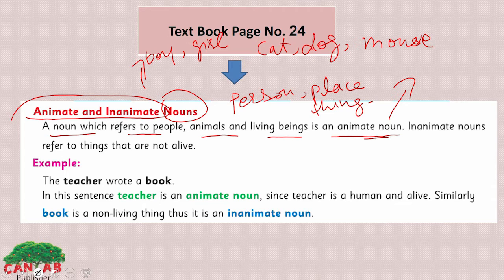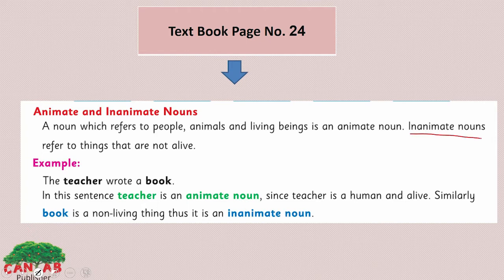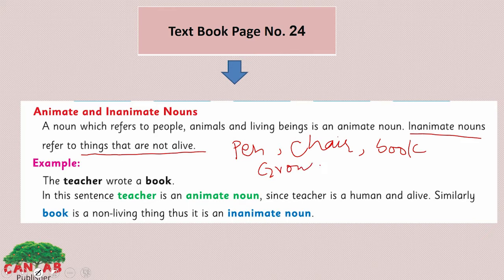Now let's discuss what is the inanimate noun. Inanimate noun refers to things that are not alive, the things which are not living beings, like pen, chair, book, ground, wall, glass. We have so many examples of inanimate noun here.